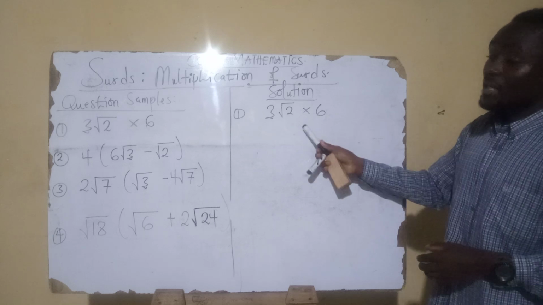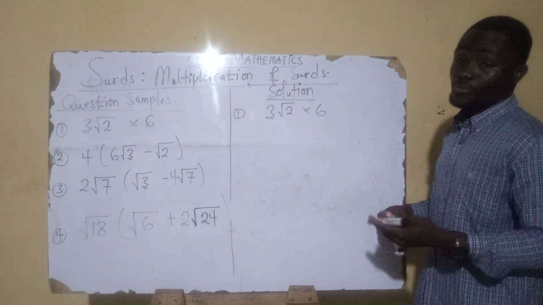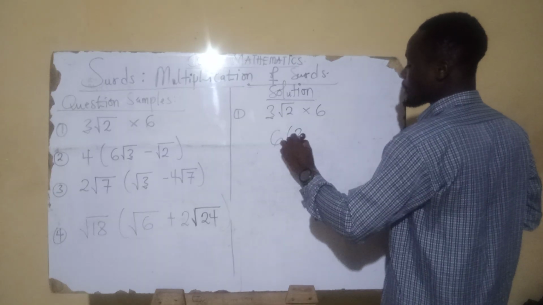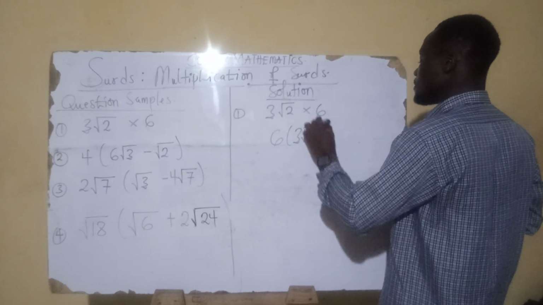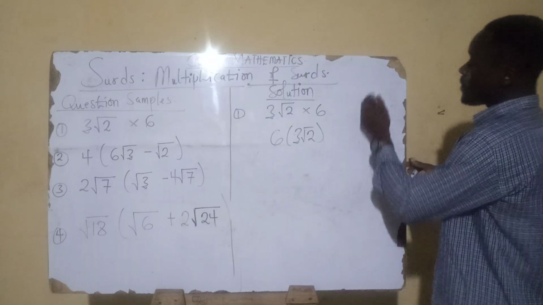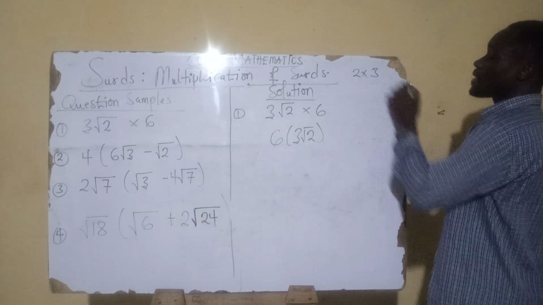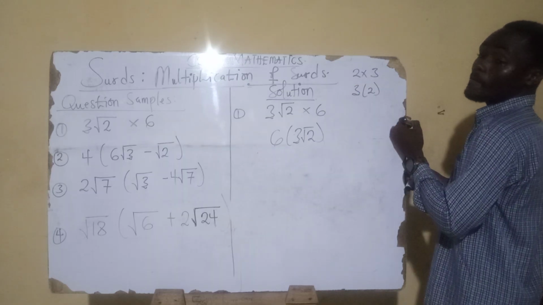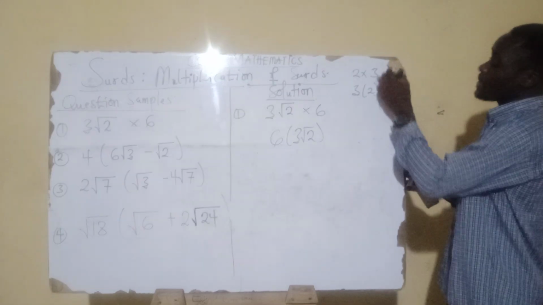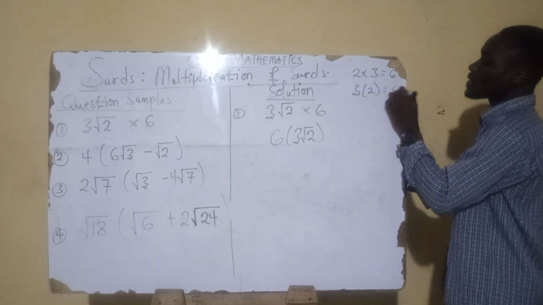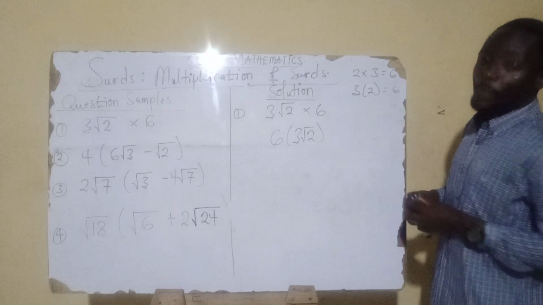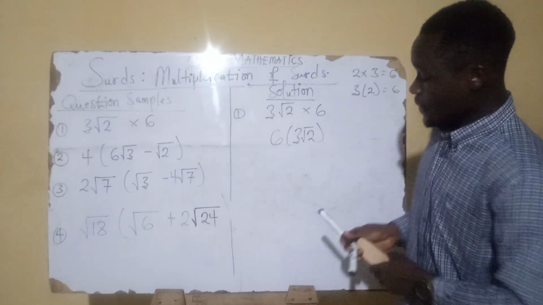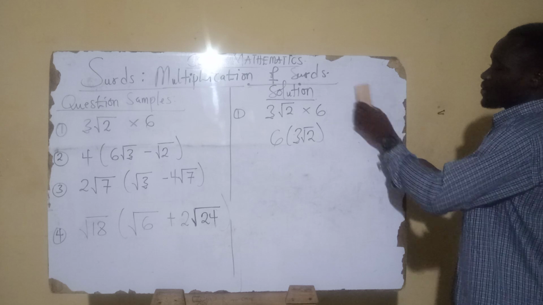Remember, mathematically, to make this one easier, remember the process. So this can be rewritten as 6 in a bracket 3 root of 2. You see, it is commutative. When I have 2 times 3 in mathematics, I can rewrite this also as 3 in a bracket 2, and I can multiply that. This one gives me 6. This also gives me what? 6. I'll get the same answer. Multiplication is what? Commutative. I believe you are not confused. Very good. So let's continue with the process.